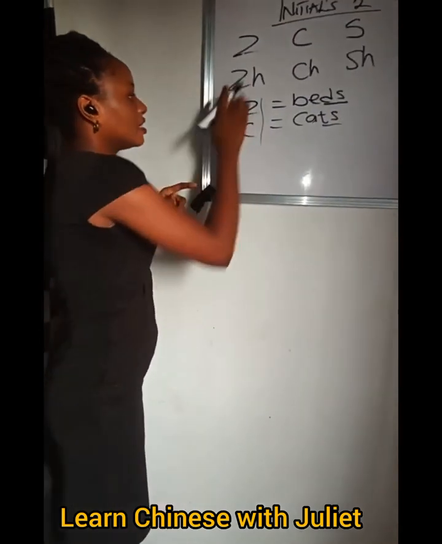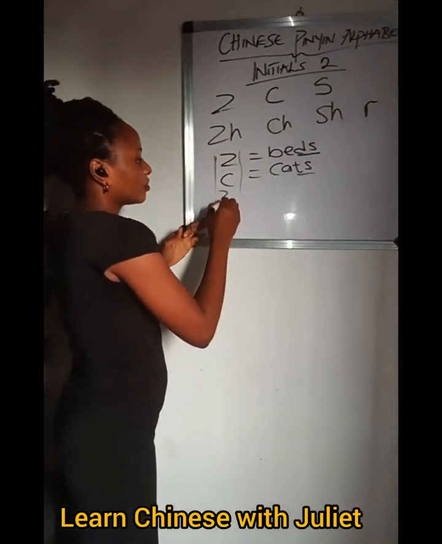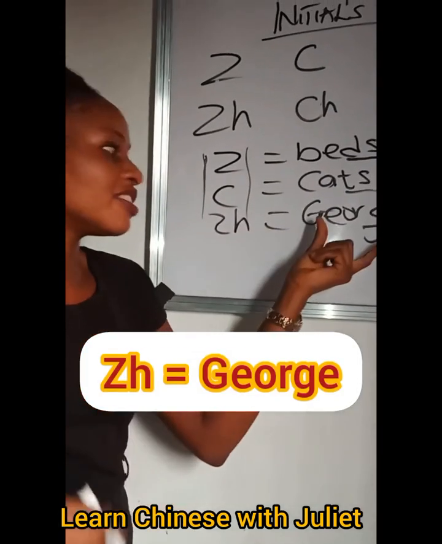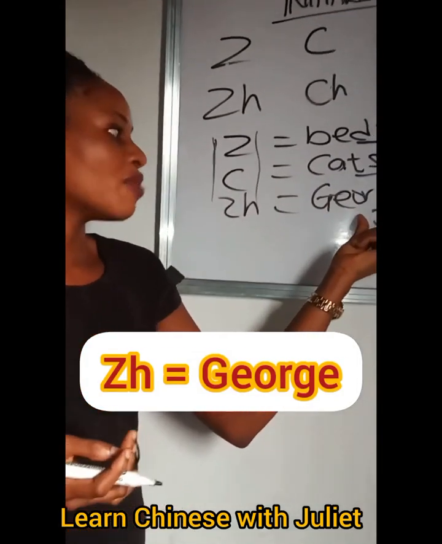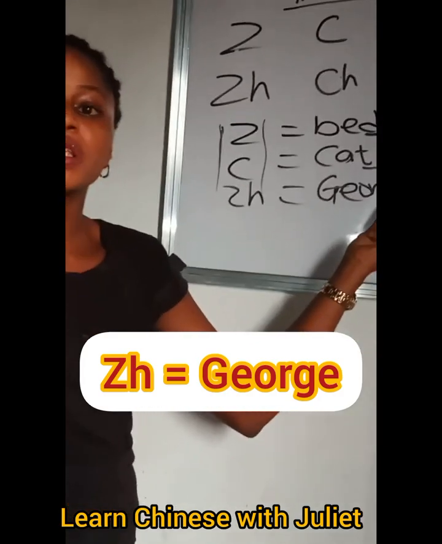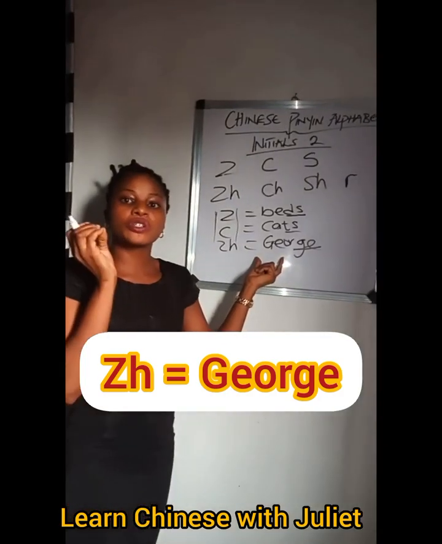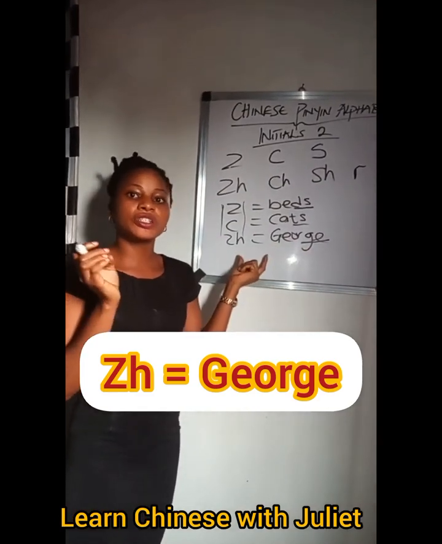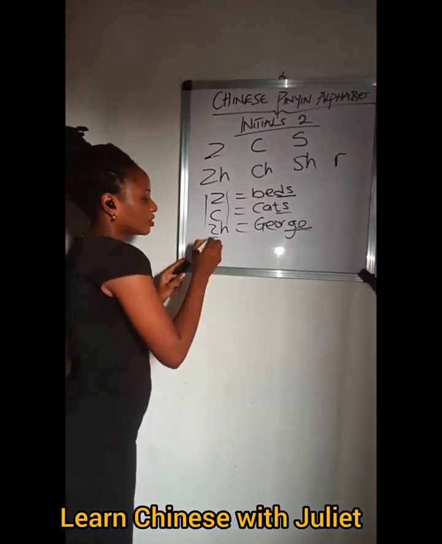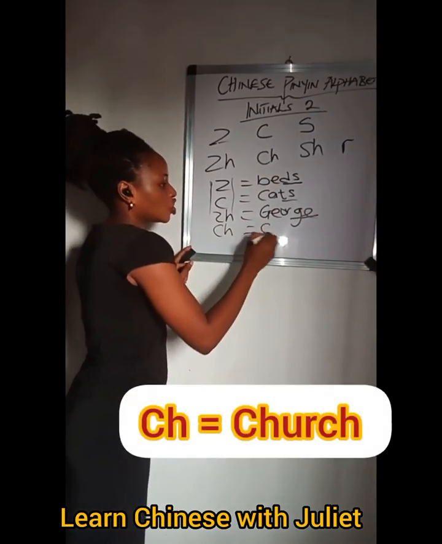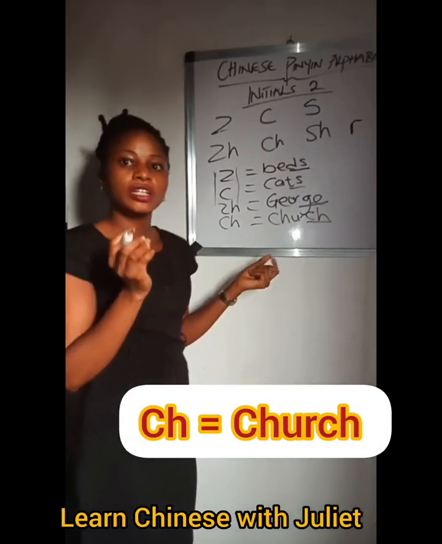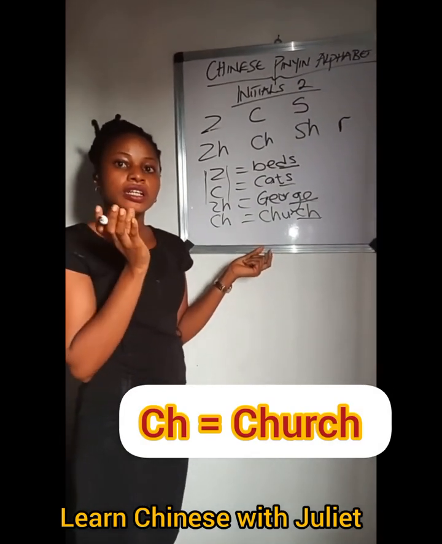Now let's continue. Now we have George. Normally we pronounce this one George, but when you pronounce this G, you have to coil the tip of your tongue, so it becomes George. G, G, G. Now also we have this. This is when you pronounce church. The CH. Ch, ch, ch.